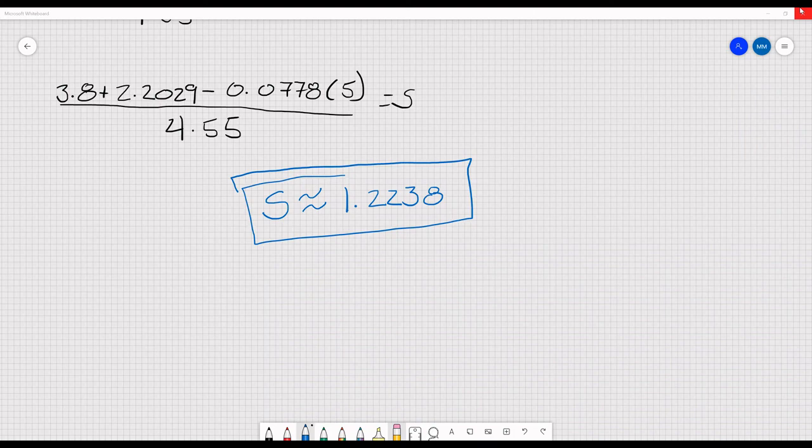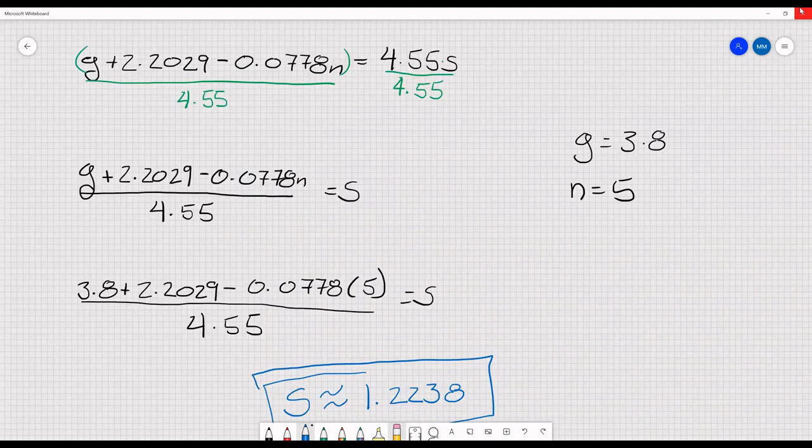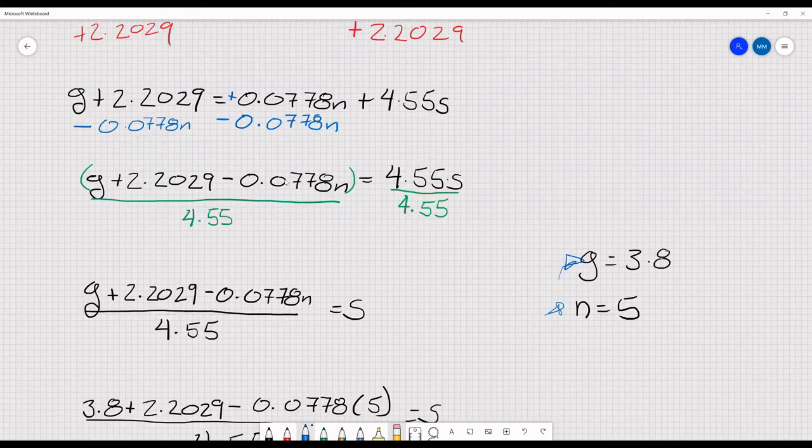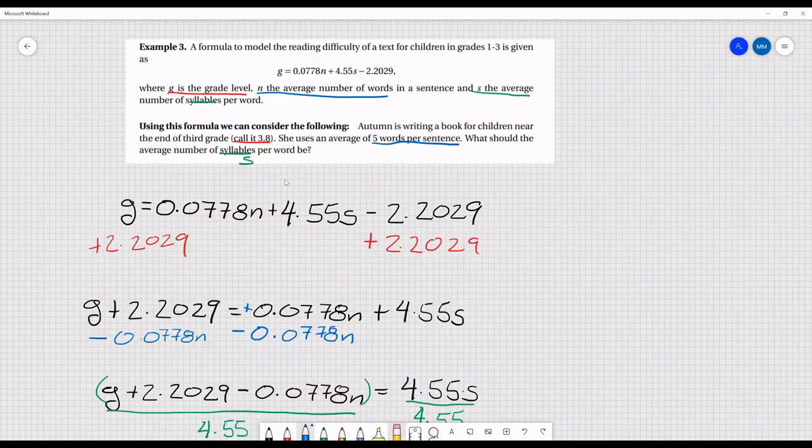I can check this if I want to by taking this value for S back up to my formula, take G to be 3.8 and N to be 5, plug this in and see if it's true. So if I do get indeed 3.8 over here, if I plug in 5 and then that value of S, you should find that it does indeed work out.